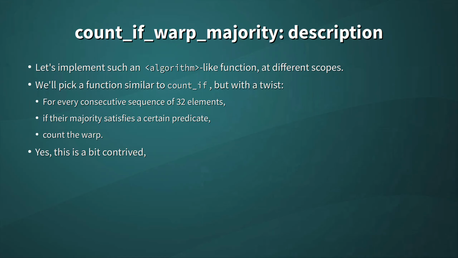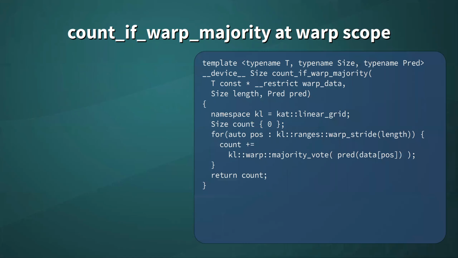So this function is a bit contrived, but we are only writing it as slideware, so don't expect to see this function in CUDA KAT, but it will be useful to illustrate how we can do something like that. It's not a very difficult function to write. We're going to call this function count if warp majority. And the first variant of this function that we're writing is at the warp scope.